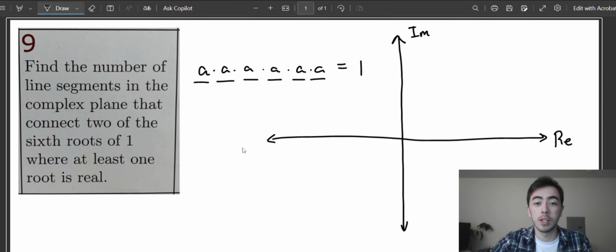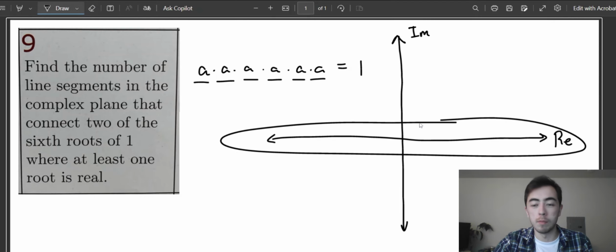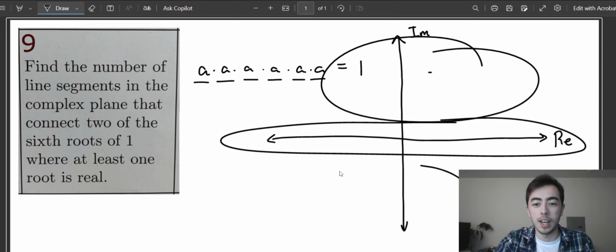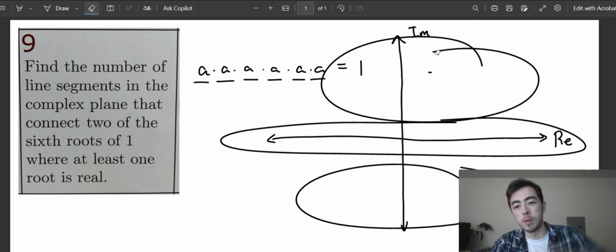And then finally, I'm going to find those sixth roots in the complex plane and then connect them with line segments. And one of these dots on the complex plane has to be a real root. And again, real just means somewhere along my real axis. It does not have an imaginary part, so it's not floating off to the top or the bottom.